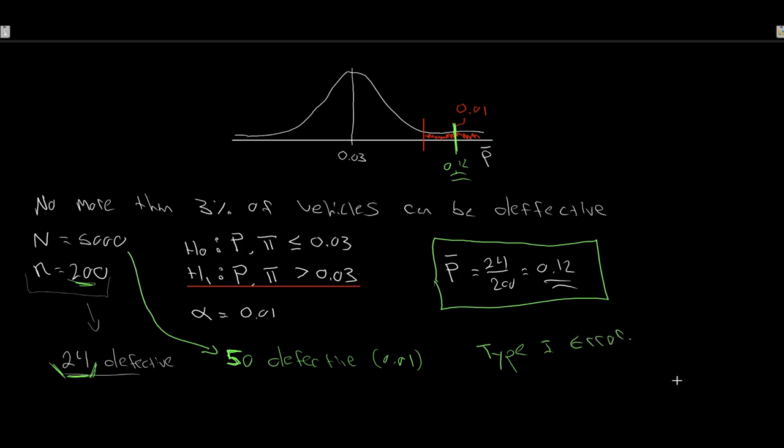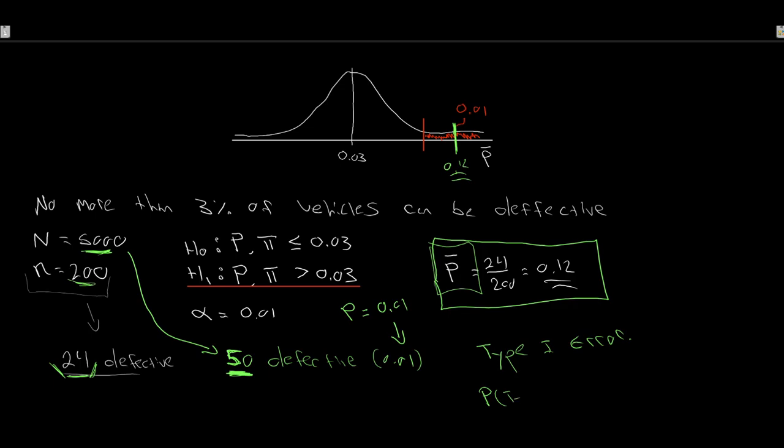A type 1 error is the probability that we reject our null when, in fact, the null is true. This here, 0.01, is our true population proportion. If there were in fact 50 defective vehicles in the entire 5,000, the true population proportion is in fact 1%. We just, by pure dumb luck, pulled out a sample proportion of 12%. Extremely unlikely, but it can happen. Extremely unlikely, though.